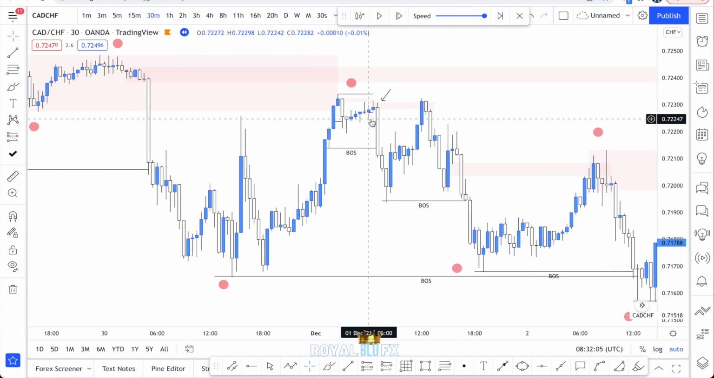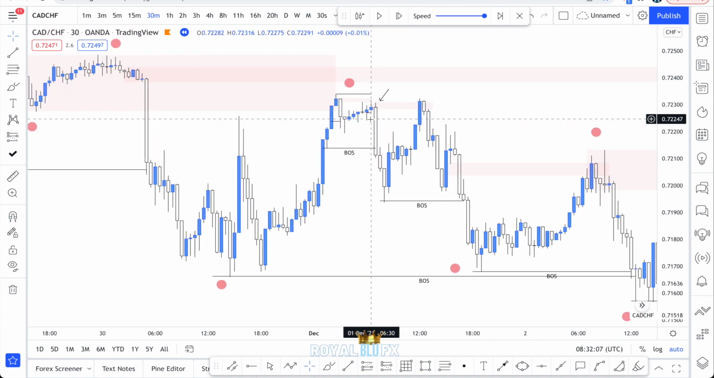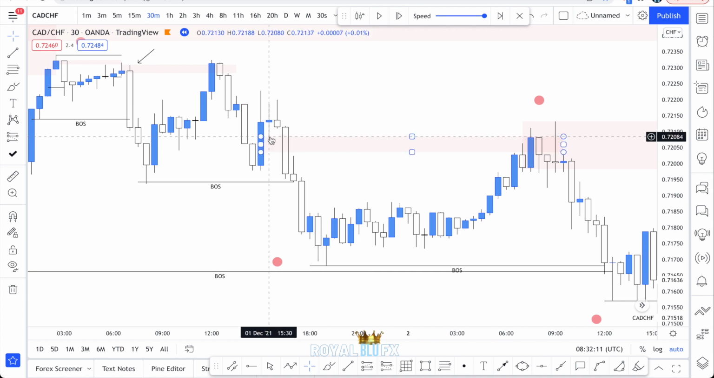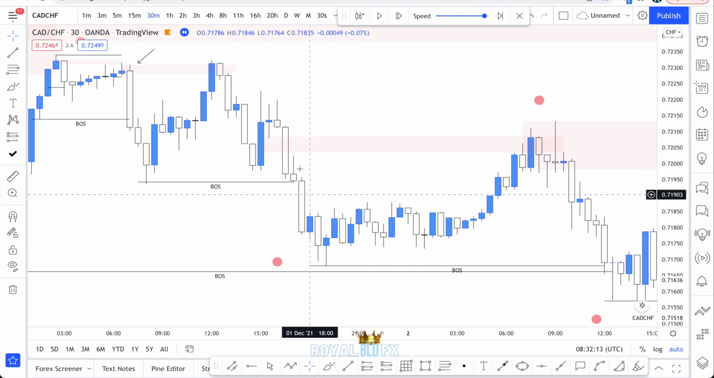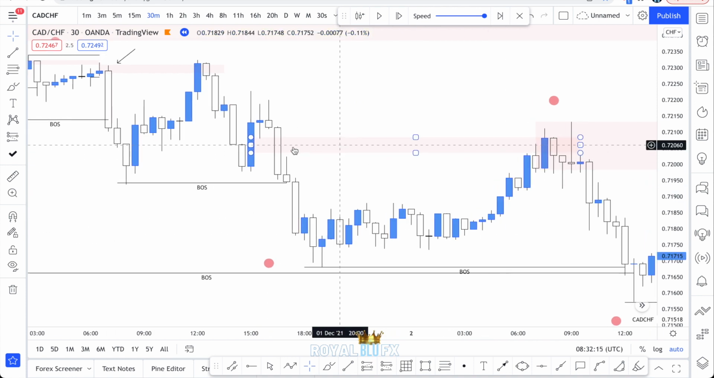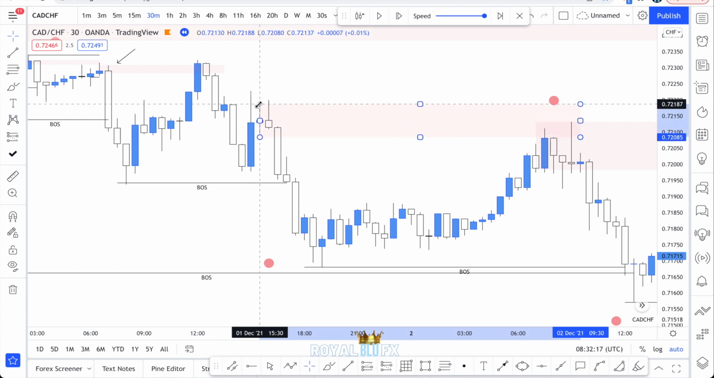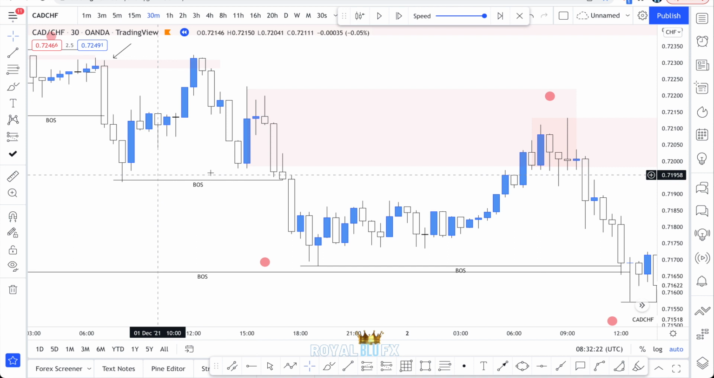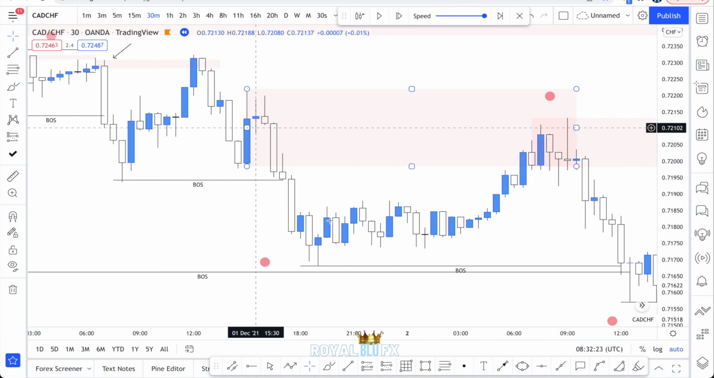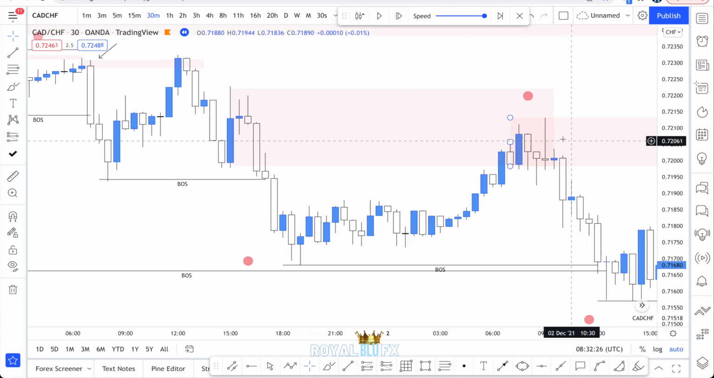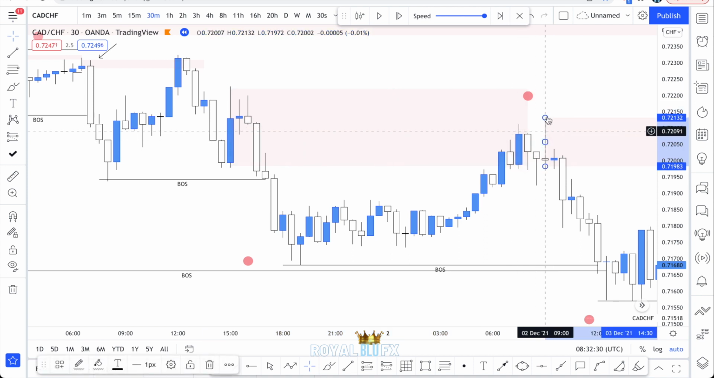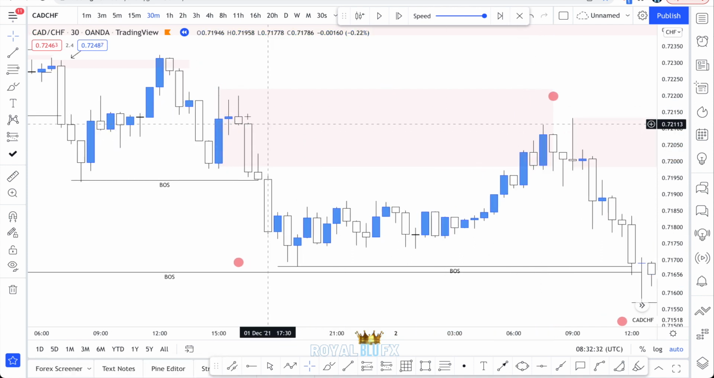Here we go. Okay, as you can see, we had another break of structure over here. Price broke structure, came back up, and we have this area here. This entire area right here. We have a low and we have a high. Price came and respected this area, and now we can move down to the lower time frames to see what's happening. How can we reduce this zone?